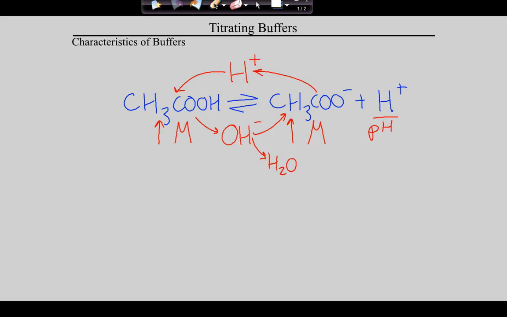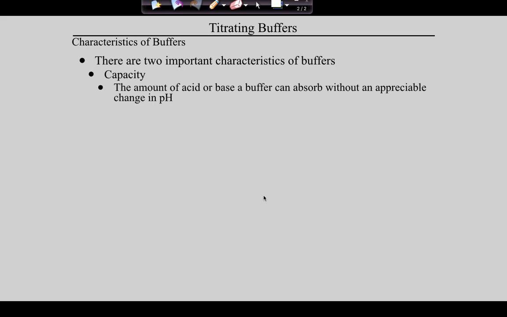So the more concentrated, doesn't that make sense? The more concentrated these components are, the more acid or the more base that this could absorb. So capacity is a function of the molarity of the weak electrolyte and the conjugate that you make the buffer from. So the stronger those things are, the greater the capacity of the buffer. So guys, the capacity depends upon the amount of weak electrolyte and salt from which the buffer is made. Which I hope, guys, makes sense logically.